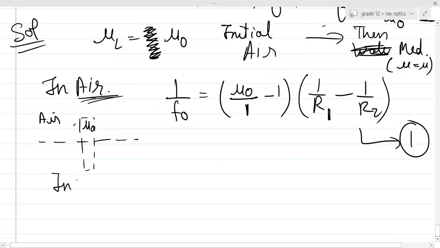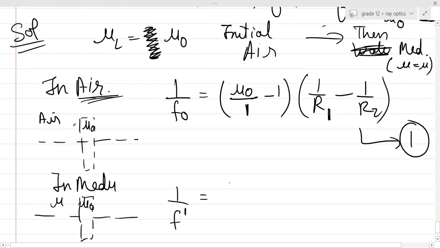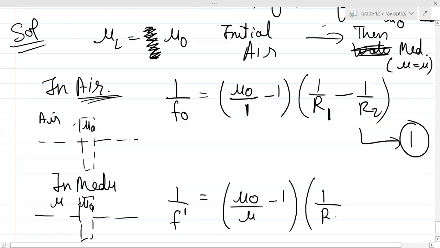Now when you place it in a medium, what happens, guys? This new focal length f dash becomes mu naught upon mu minus 1. Does the radius change when you place it in some other medium? No. So the radii are still going to be 1 by r1, 1 by r2, right? Sign convention still same, everything same.